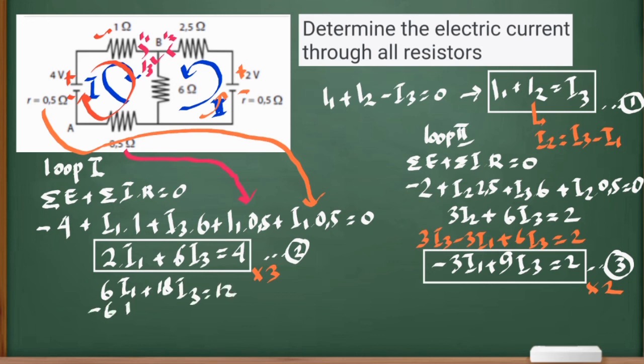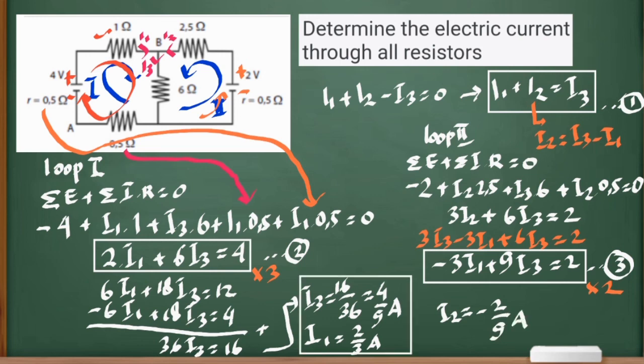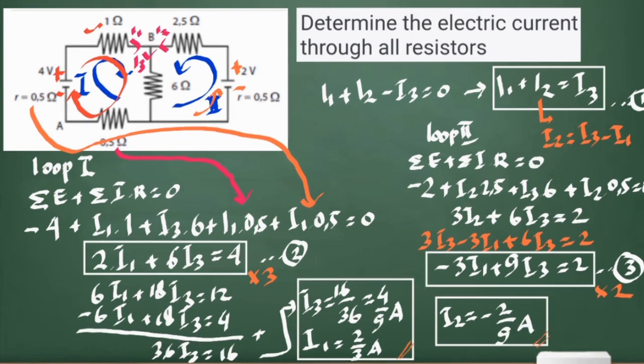6I1 plus 18I3 equals 12 and minus 6I1 plus 18I3 equals 4. And then cancelling I1 becomes 36 I3 equals 16, and then I3 equals 16 divided by 36, which is equal to 4 over 9 ampere. So I1 is equal to 2 over 3 ampere and I2, just substituting into the equation, is minus 2 over 9 ampere.